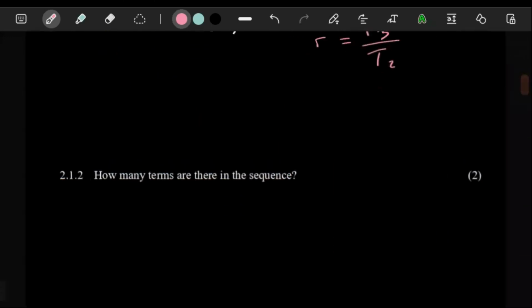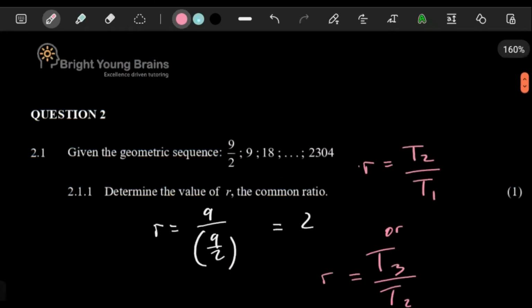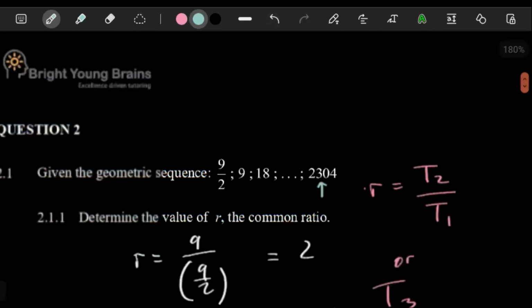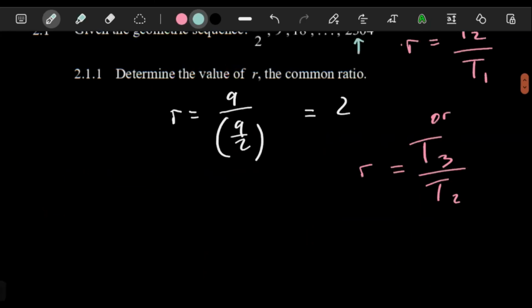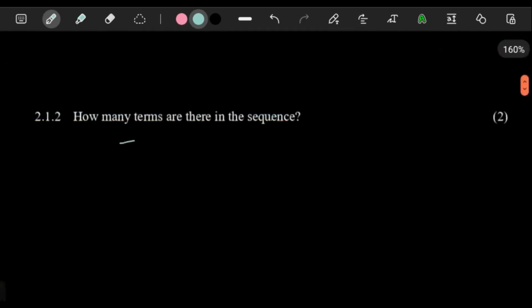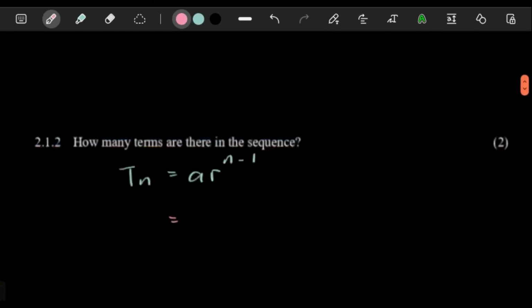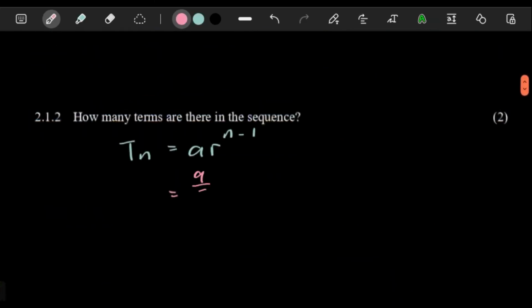2.1.2 says how many terms are in the sequence. So for you to determine the number of terms in the sequence, all you need to find out is the position of this term in the sequence. Because when your sequence does not have just ellipses at the end, this is telling you where the sequence ends. So this is a geometric sequence. So what you know is your geometric sequence has this as the general term. Our a is the first term, which is 9/2. Our common ratio is 2.